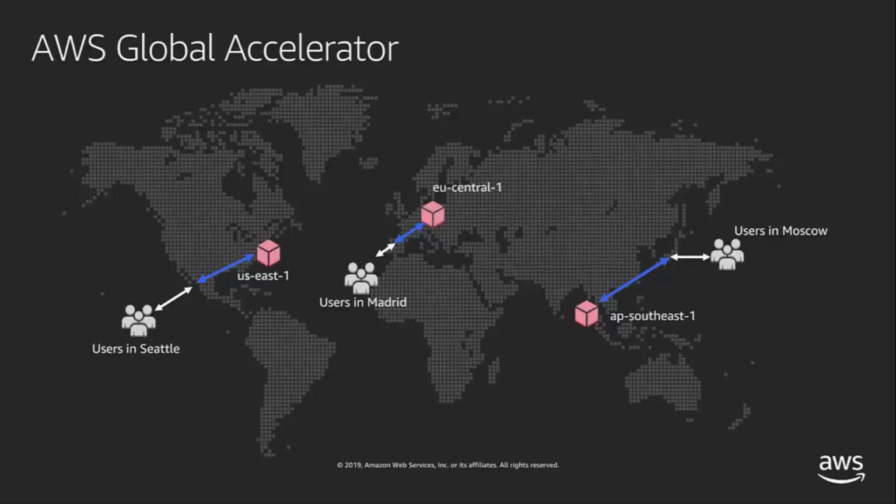So if a health check fails in one of the regions, let's say in Southeast Asia, Global Accelerator will detect it via health checks, and a few seconds later, it will route traffic around the failed endpoint to the next healthy available endpoint running on AWS.